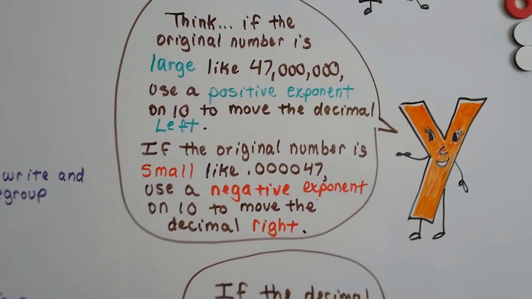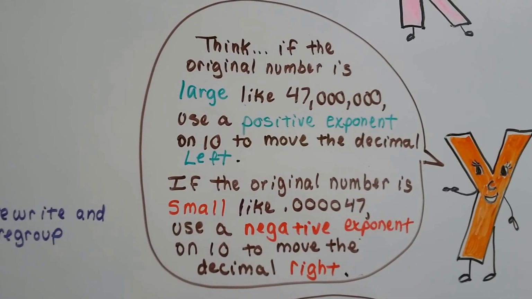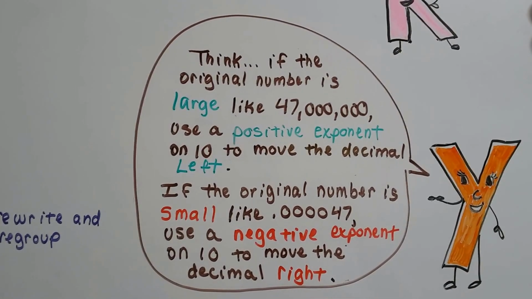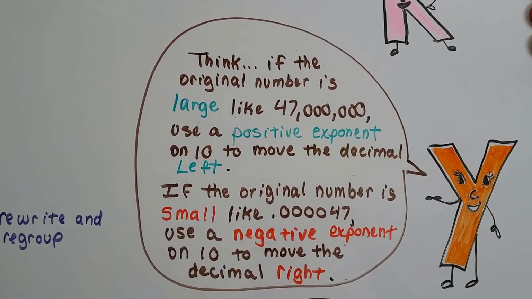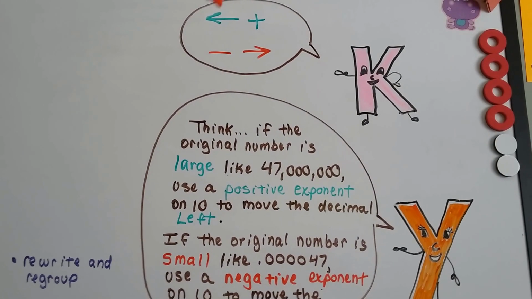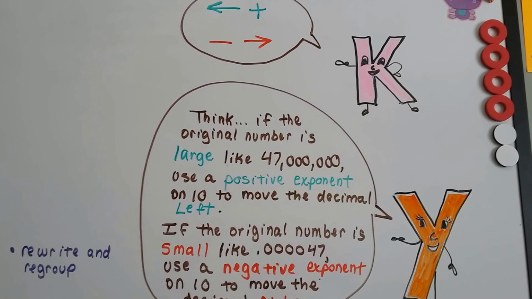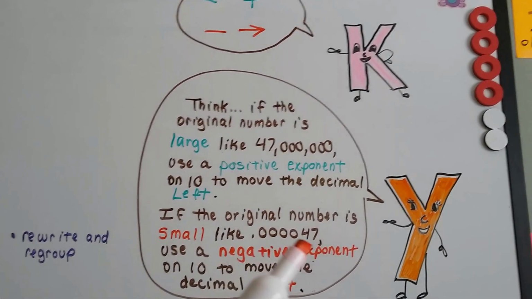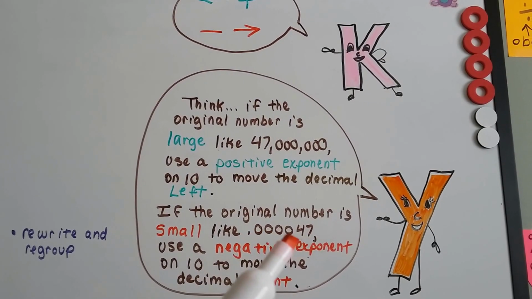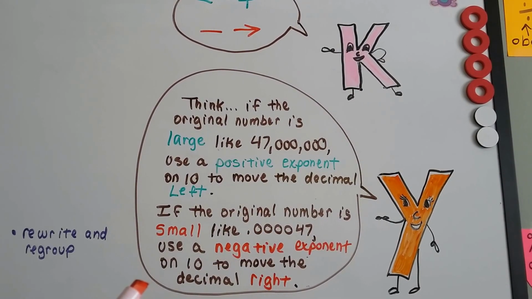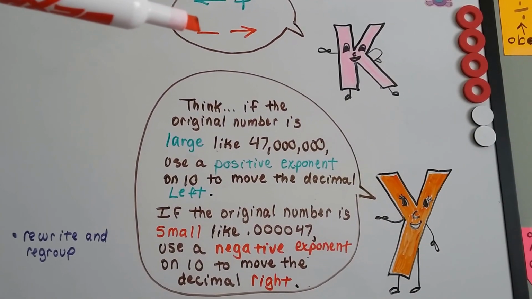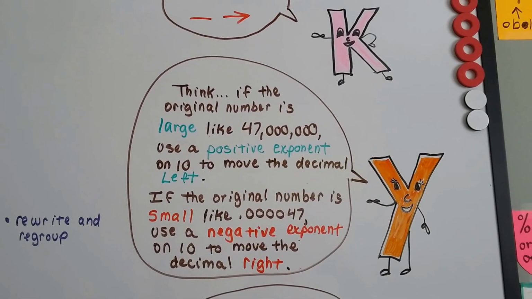Okay? So think, if the original number is large, like 47 million, we use a positive exponent on the 10 to move the decimal left. So think large left. They both start with an L. Okay? So it's going to move the decimal that way, and we're going to have a positive exponent. And if the original number is small, like this little tiny decimal that's way far away from the decimal place, we're going to use a negative exponent on the 10 to move the decimal right in between the 4 and the 7. So that would be a negative exponent moving the decimal to the right, okay?